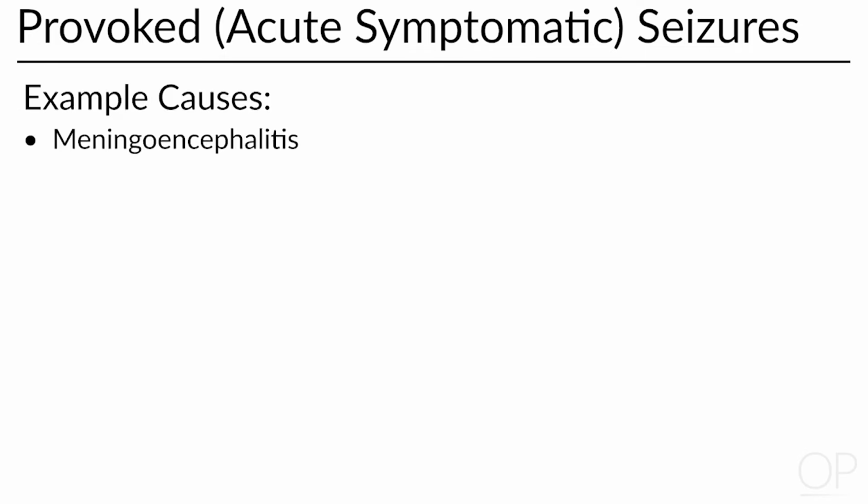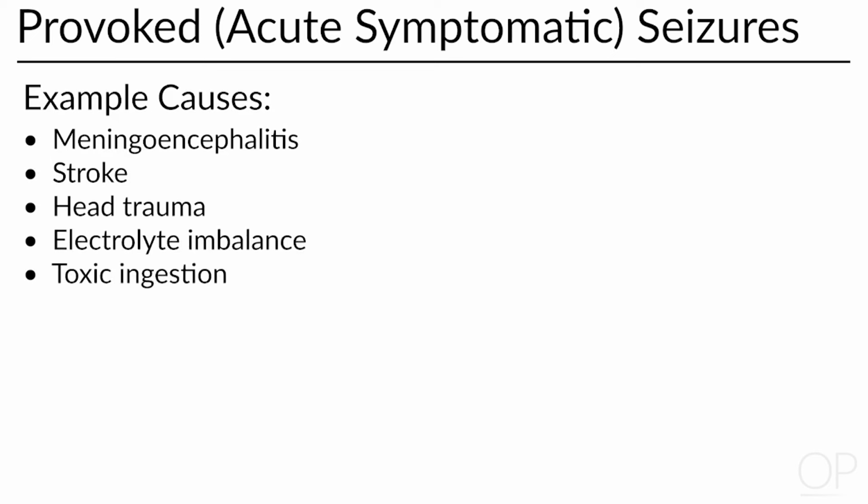In evaluating a child with seizures, it is important to determine if the seizures are provoked or unprovoked. Provoked seizures, or acute symptomatic seizures, are due to an immediate or transient problem. Examples include meningoencephalitis or encephalitis, acute stroke or head trauma, electrolyte imbalance, or toxins, including alcohol or other substances.